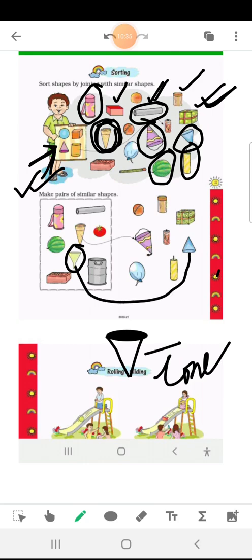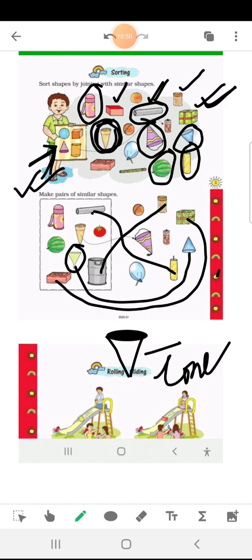Then this rolled paper is cylindrical and this candle is also cylindrical, so this one will go with this one. Then you see this tiffin carrier and this tiffin carrier, so these two will go together. Now you see this cube. Cube will go with this one box. This cube box will go with this one.